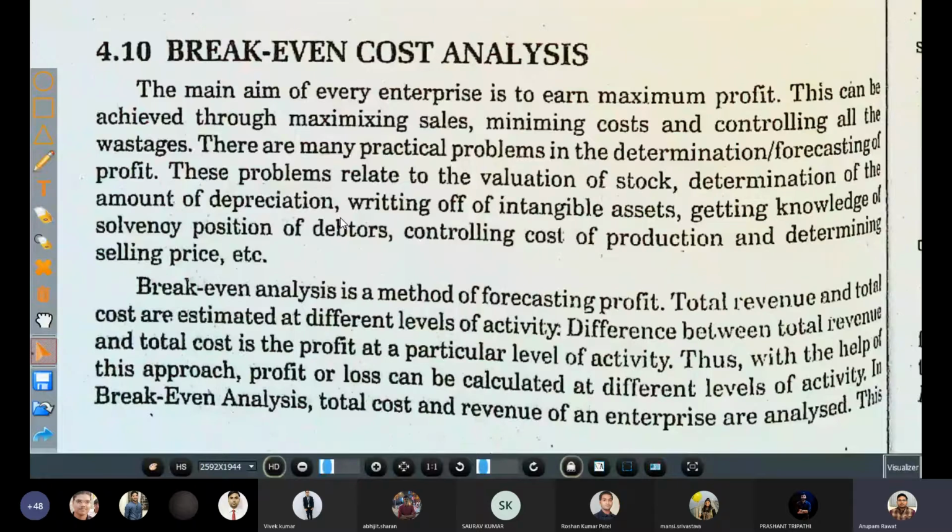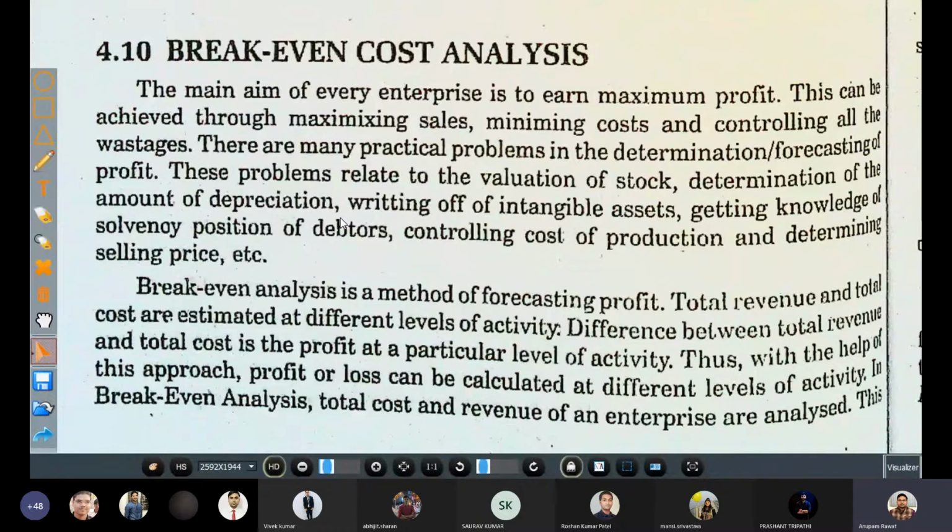We know that every company or enterprise has the main motive of gaining the maximum profit, and this can be achieved in various ways. If we maximize the sales, we get the profit. If we minimize the cost, we get the profit. If we control all the wastages, we can get the profit. If we increase the efficiency, we can get the profit. So there are various ways of getting the maximum profit.